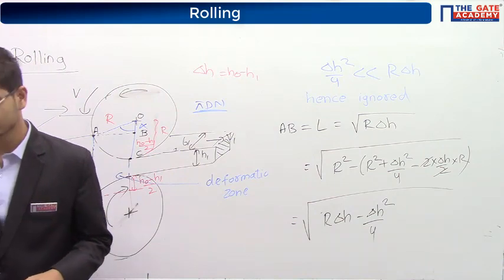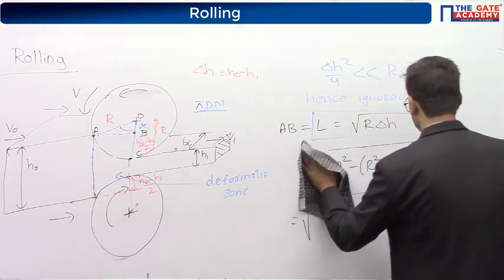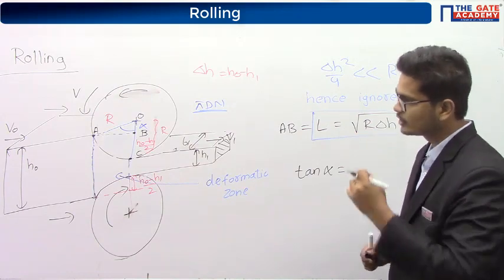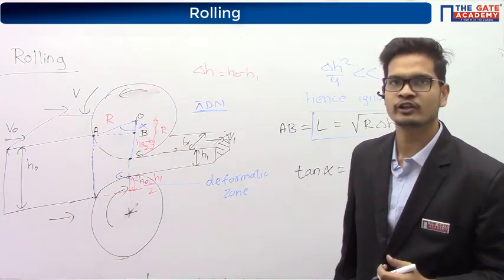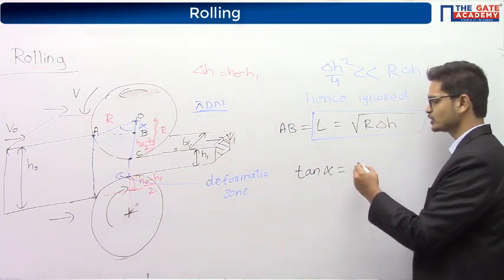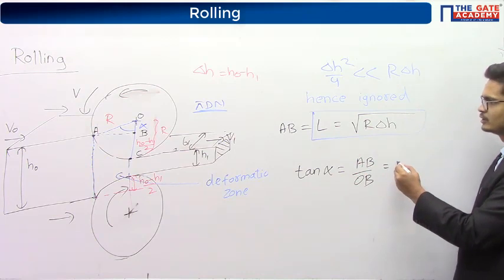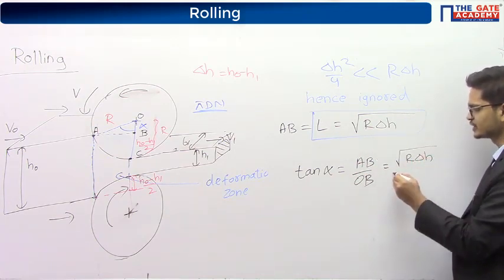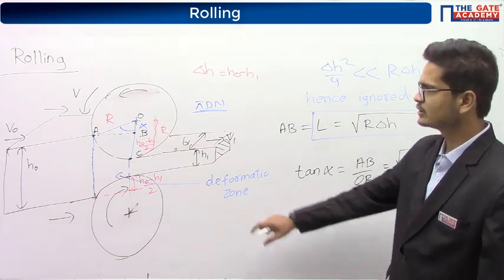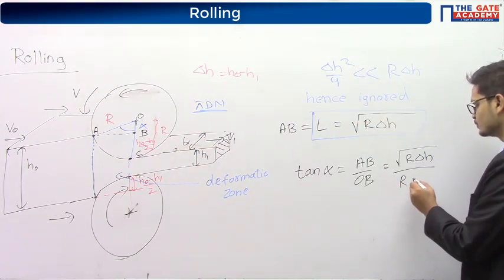Let's see what is tan of alpha. Tan of alpha is AB upon OB. Sorry. AB is L, it is equal to root over of R delta H. OB is R minus delta H by 2.